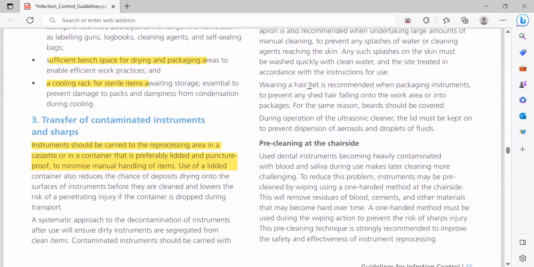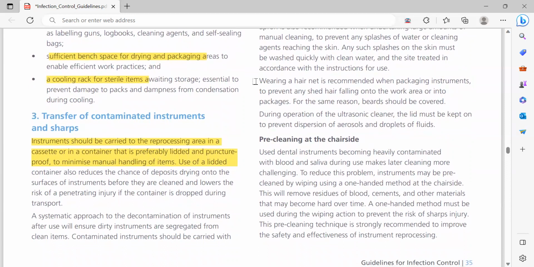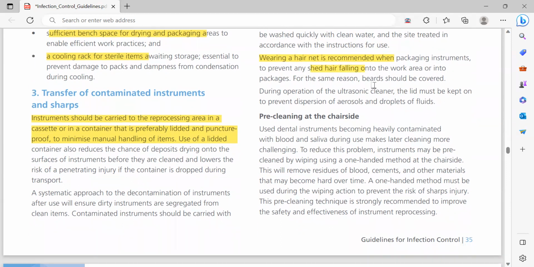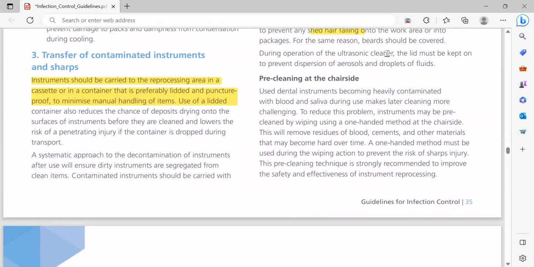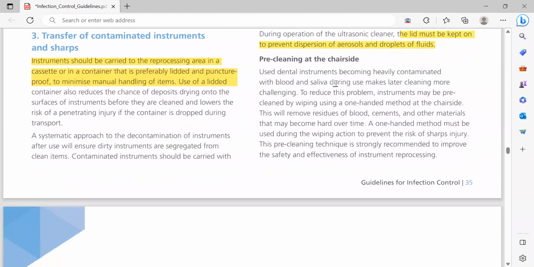Okay, then wearing a head net is recommended when packaging instruments to prevent any shed hair falling onto the work area or into packages. For the same reason, beards should be covered. During operation of the ultrasonic cleaner, the lid must be kept on to prevent dispersion of aerosols and droplets. Then pre-cleaning at the chair side.